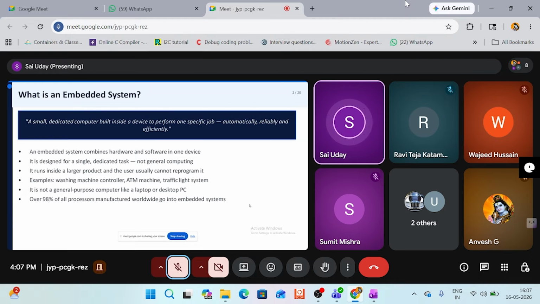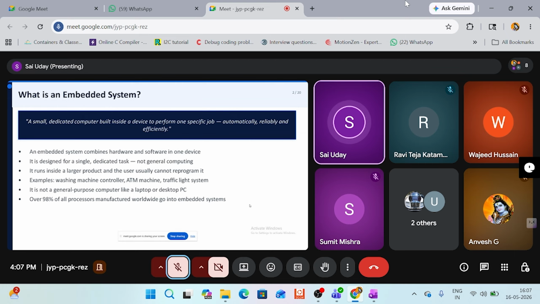If you want an example, we have washing machines. Washing machines also need to be controlled, so inside the controller we need to write some code. That will be done by the embedded engineer. The ATM machines also have microcontrollers, and traffic lights and whatnot. Around 98% of all controllers are done by embedded only, right?